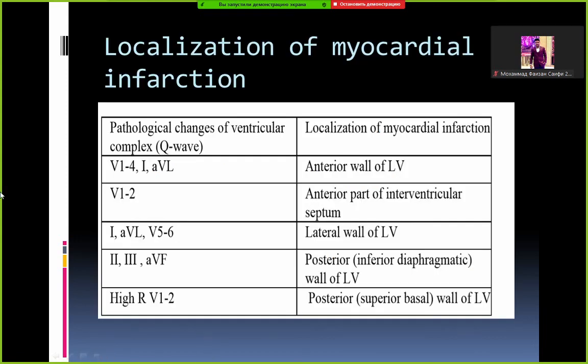Localization of myocardial infarction. So by ECG we may detect the localization of myocardial infarction. So we need 12 leads ECG. If we see the pathological changes in the first, so for our class on myocardial infarction, you must learn this table.